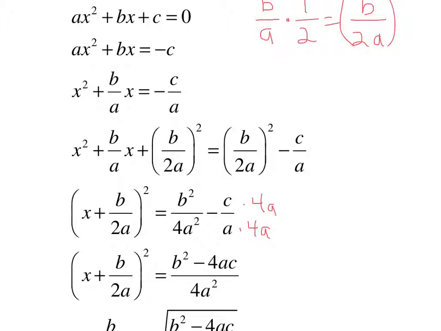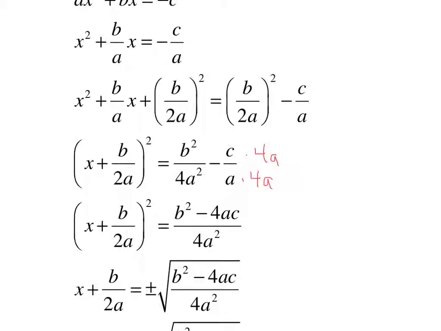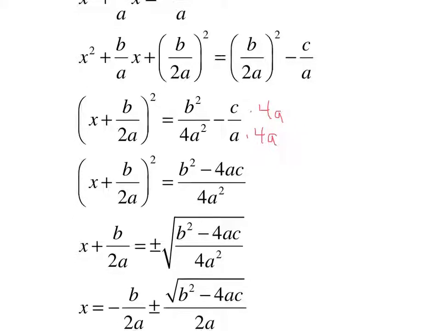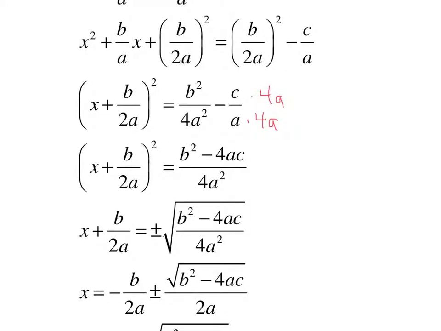Now we need to take the square root of both sides. When we take the square root of the right-hand side, we want to be careful and take the positive and negative square root. So we're getting closer. We can now solve for x. We'll subtract b over 2a from both sides. That will give us our negative b over 2a plus or minus the square root. Let's take the square root of the numerator and the square root of the denominator separately. That leaves us the square root of b squared minus 4ac in the numerator. And the denominator, the square root of 4a squared, is 2a.